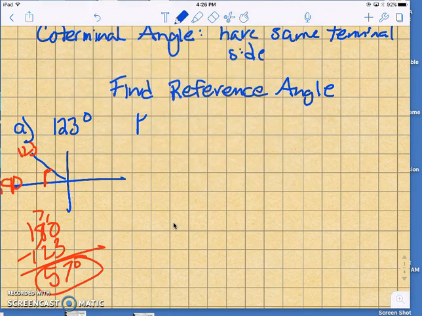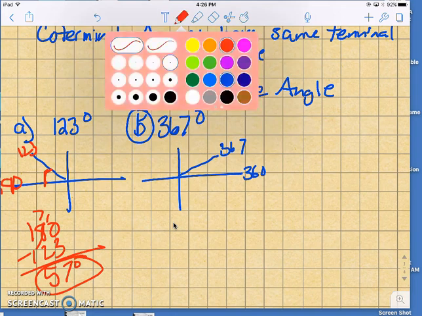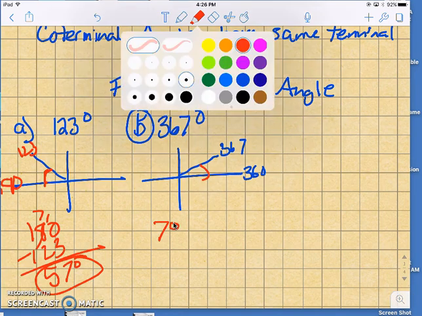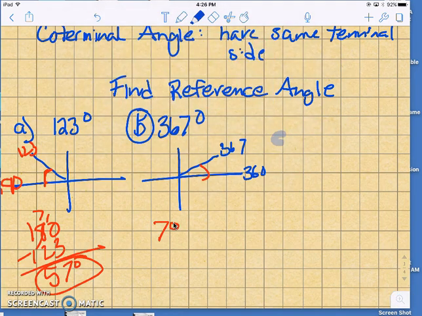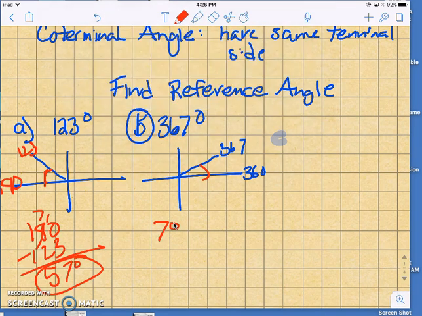So if we look at another one, 367 degrees. Well, where's 367 degrees? That's all the way around is 360. So 367 would be right here. And again, we want to know with the x-axis. So that's just 7 degrees. The third one we're going to take a look at is, what if we have negative 139 degrees? And we need to find the reference angle.